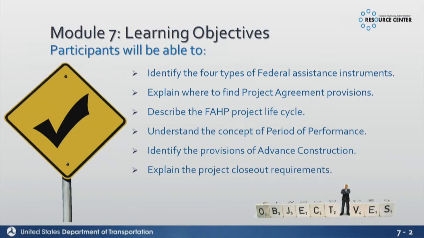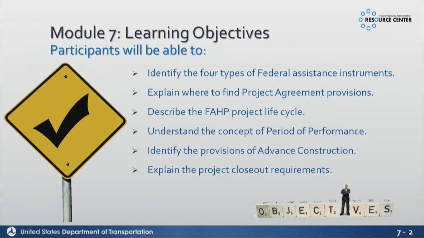So Module 7, we're basically going to talk about what are the 4 types of federal assistance instruments identified in 2 CFR 200. So there's different types of federal assistance, and there's one that we particularly use mostly in Federal Highway Administration. Then where are we going to find project agreement provisions?